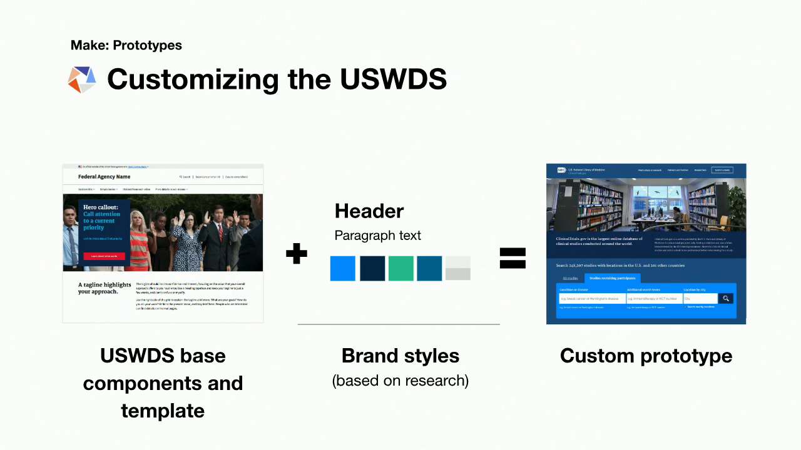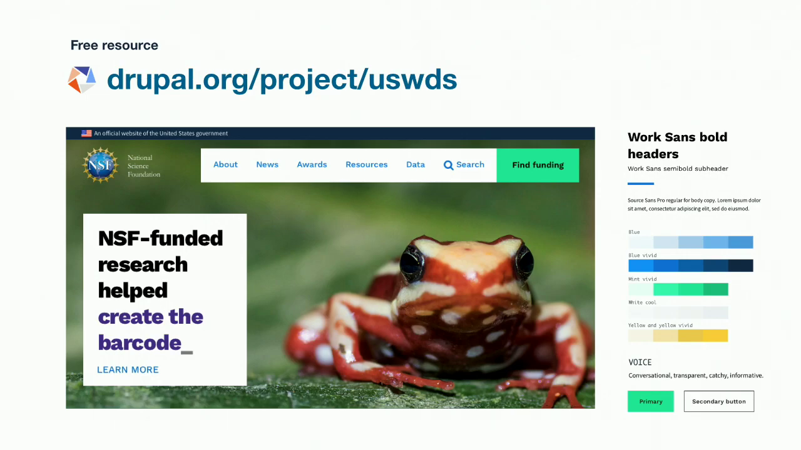So what that looks like is the USWDS, the US Web Design System, the base, and then I add the styles on top of that, and then we get a prototype to test. And it's also a project on Drupal. So you can find more information on drupal.org/projects/USWDS. And this is another redesign that I worked on for the National Science Foundation, and it's currently being built on Drupal right now as we speak.